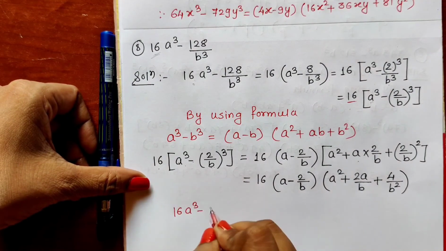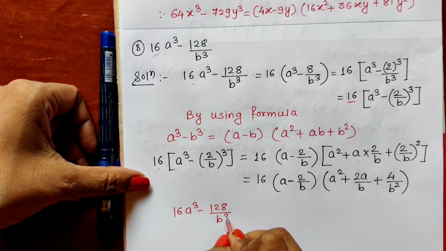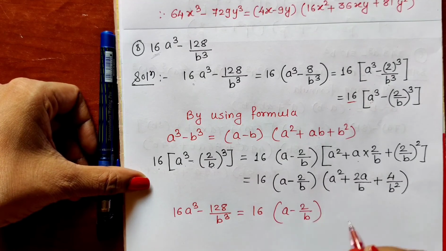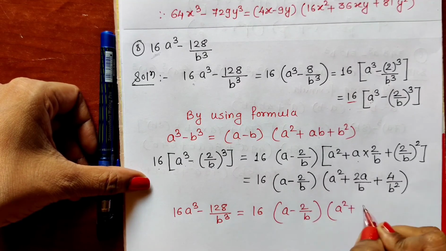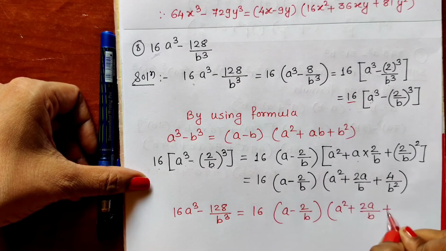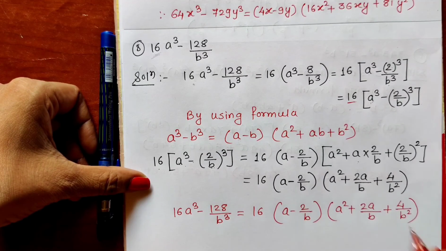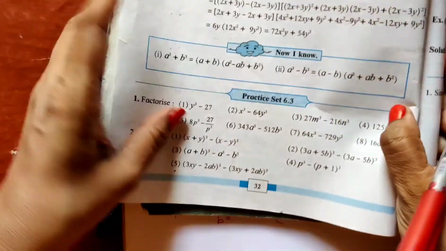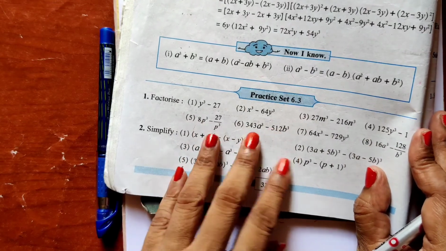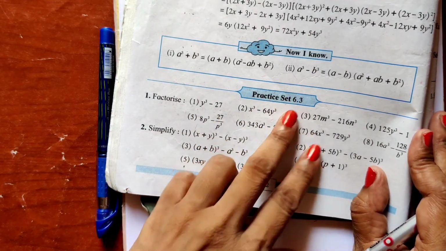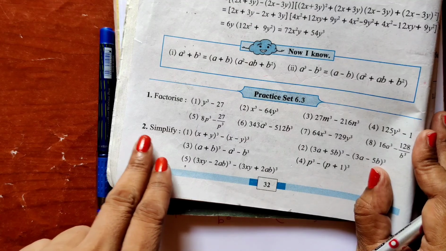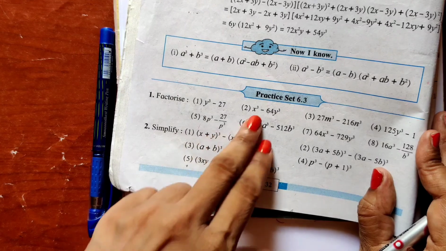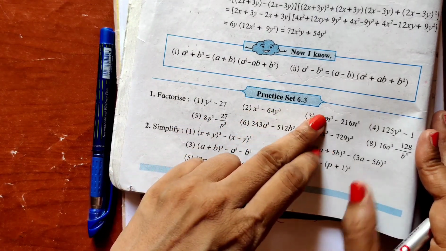16a cube minus 128 upon b cube is equal to 16 in bracket a minus 2 upon b, second bracket a square plus 2a upon b plus 4 upon b square. So children, in this way we have completed our question number 1 in this video. This is part 1 of 6.3. In part 2 of 6.3 we will solve question number 2, simplify. Part 2 video will be a continuation of practice set 6.3.